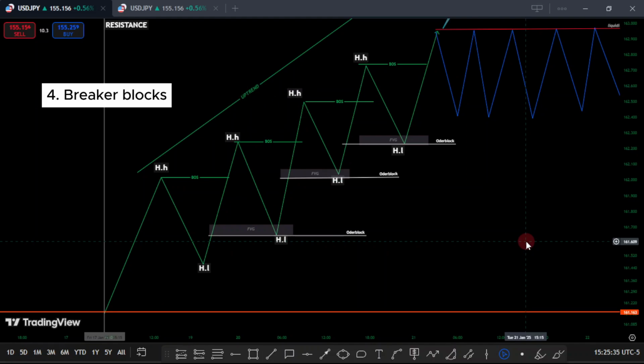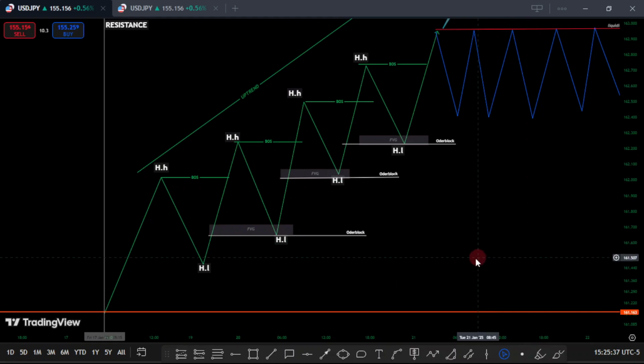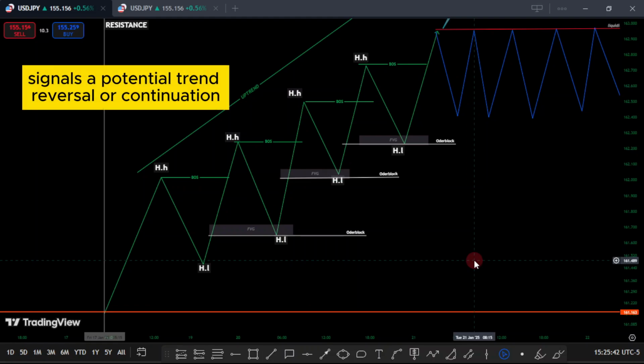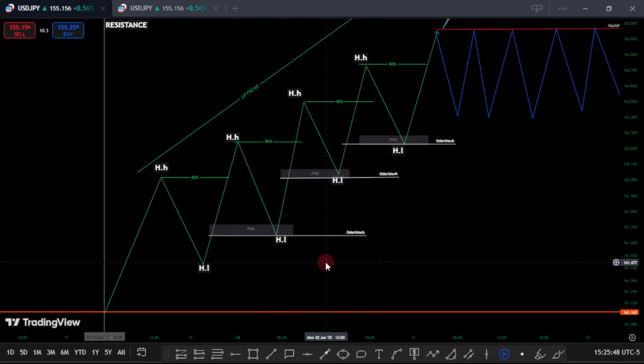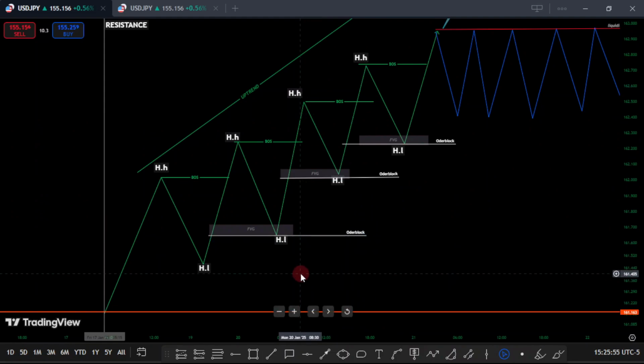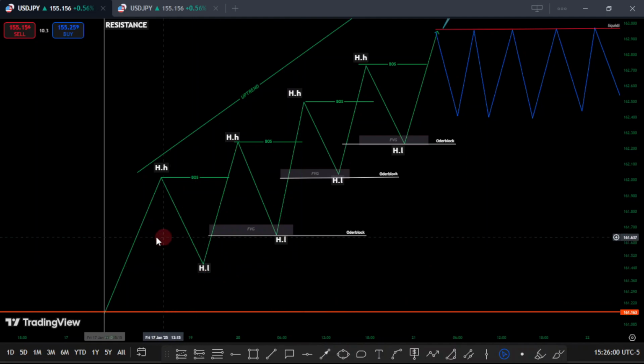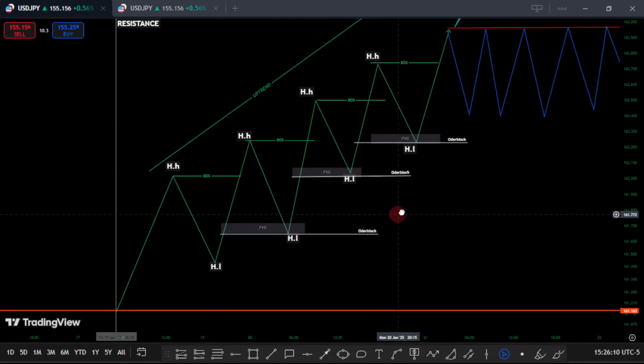So what is a break of structure? A break of structure simply means price or the market is signaling a potential trend reversal or a continuation. It tells you if price is trying to reverse. If it was an uptrend, it's trying to reverse to a downtrend, or a continuation. Continuation is basically price continuing in the direction it was going from the beginning. If it was an uptrend, it's continuing the uptrend. That is what a break of structure indicates in the market. Now, let me show you an example of break of structure.